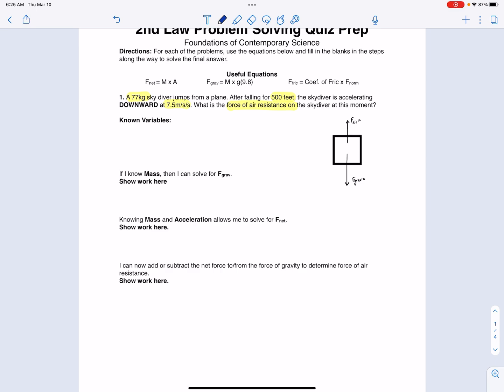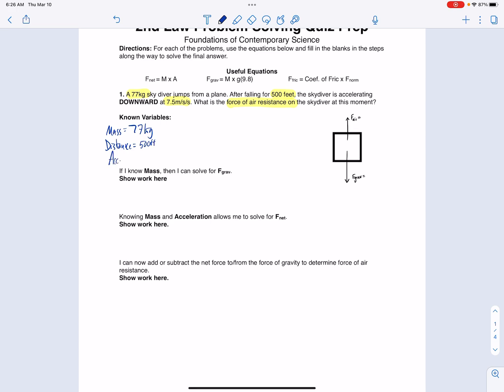So I'm going to write down my variables I know here. I know 77 kilograms. Remember, that's the mass. We actually know distance. The distance that he's fallen may or may not help us here. The distance is 500 feet. I'll write it just because. We know his acceleration is 7.5 meters per second squared downward, and we're solving for the force of air resistance.